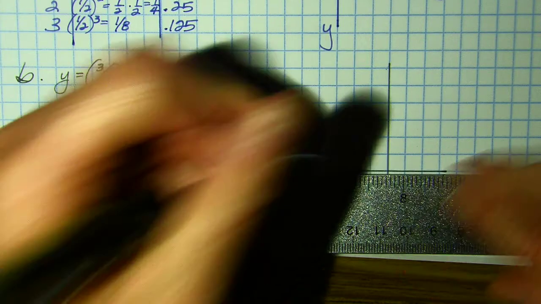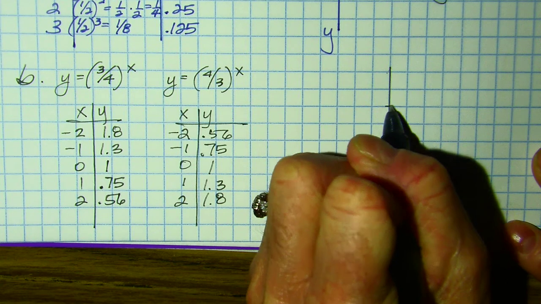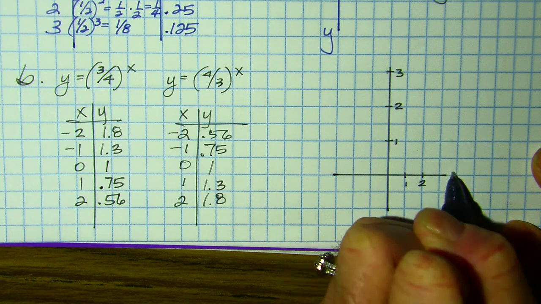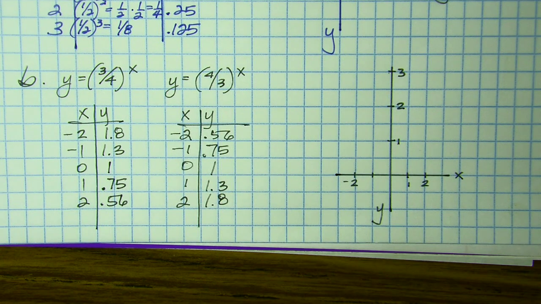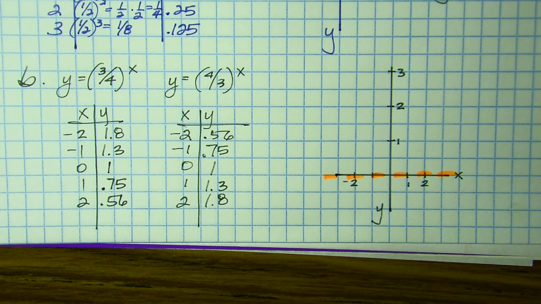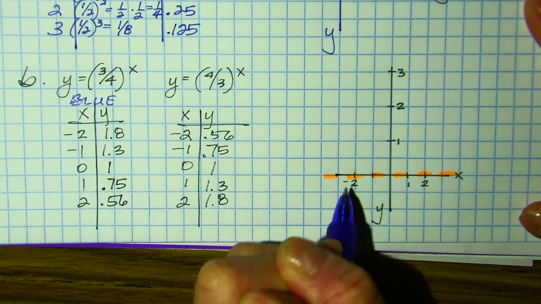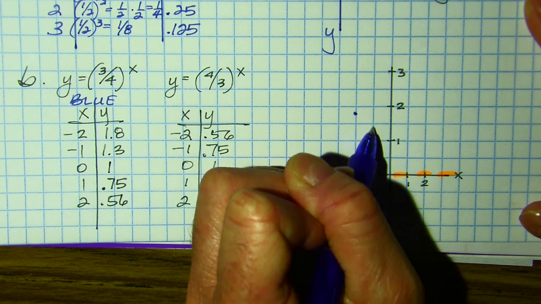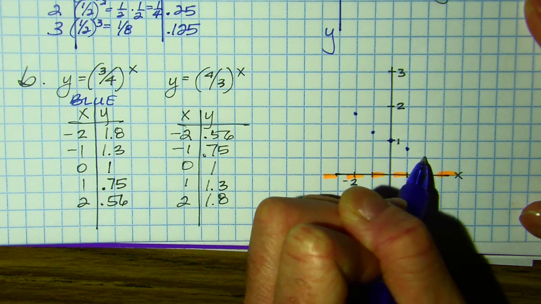So I have small graphs. I hope you can see that. We can change the scale if you like. So this is 1, 2, 3, but I'm not going to change the x-axes. All right, so I have the same asymptote here. I'm going to graph this one in blue. So -2, and this would be 1.8, 1.5, so 1.3, 1, 0.75, 0.56.